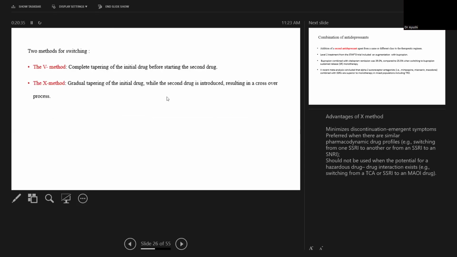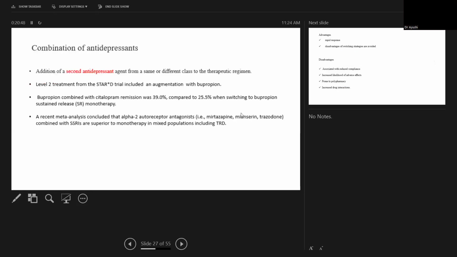Now, there are two methods of switching, that is the V method and the X method. The V method is complete tapering of the initial drug before starting the second drug, and the X method is gradual tapering of the initial drug while the second drug is introduced, resulting in a crossover process.